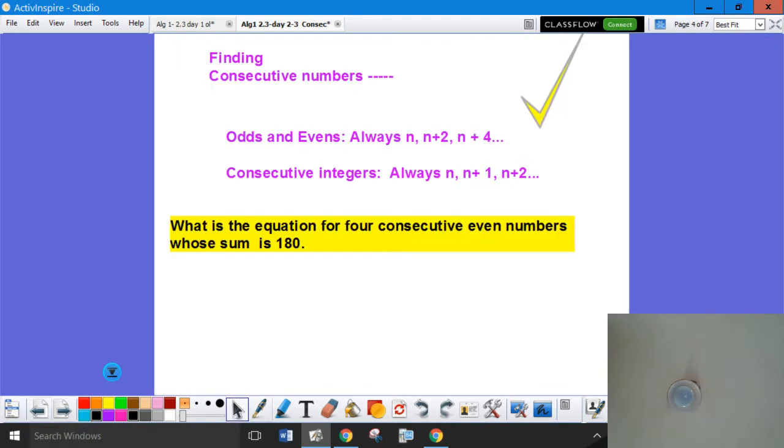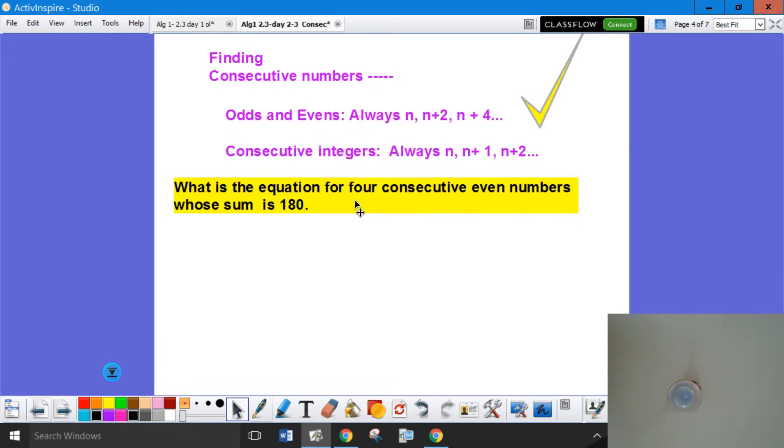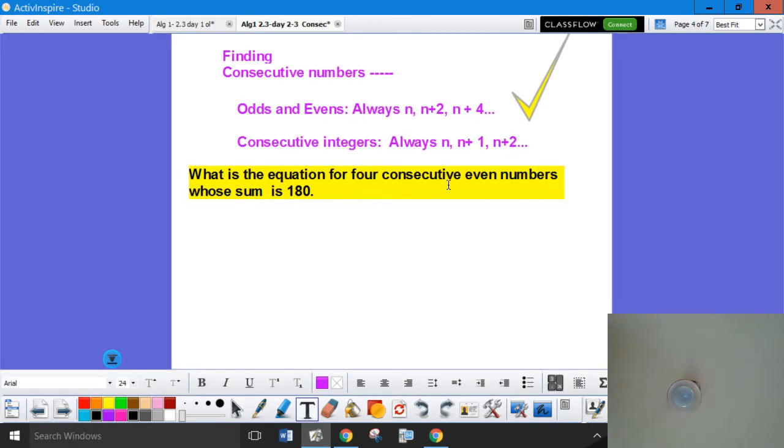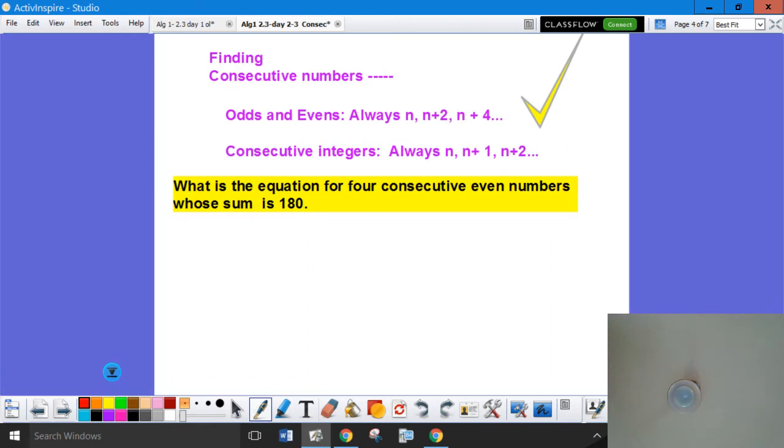So I want to do 4 consecutive even integers. So go ahead and hit pause and see if you can come up with your expressions for the first integer, the second integer, the third integer, and the fourth integer, and let's see if we can come up with our answer. Okay, let's see how you did.